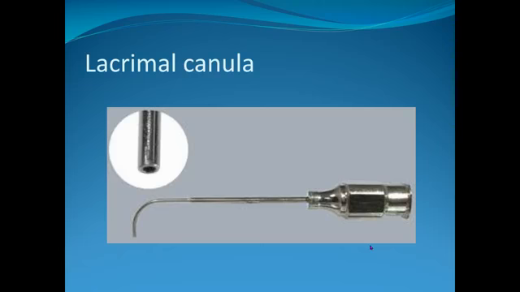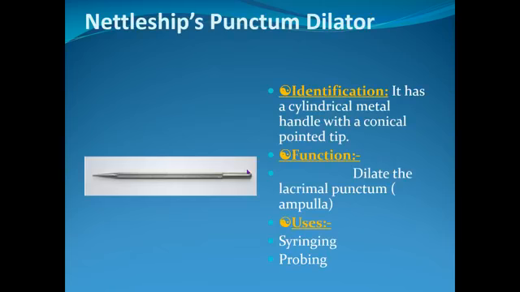Another instrument is the lacrimal cannula. The lacrimal cannula is used in the syringing test. And the needle-shaped punctum dilator is another instrument used in the syringing test, usually for dilatation of the punctum. When you discuss uses, this instrument is also used for probing, another option, especially in congenital dacryocystitis. This instrument helps for probing.